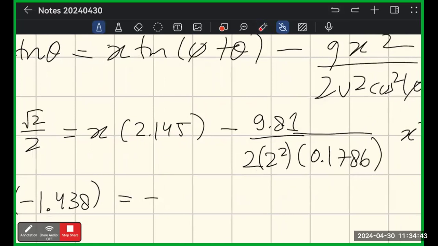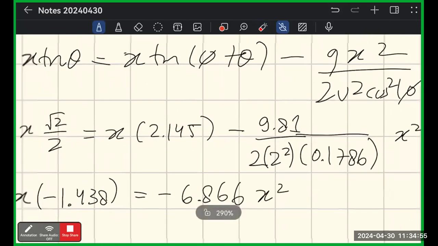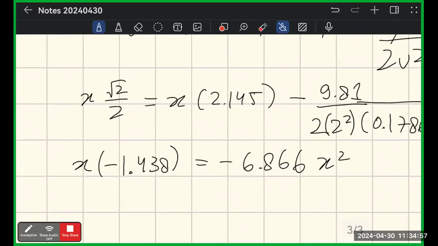Let me plug into my calculator. 866 x squared. So here the x can be 0 or the x can be 0.21.